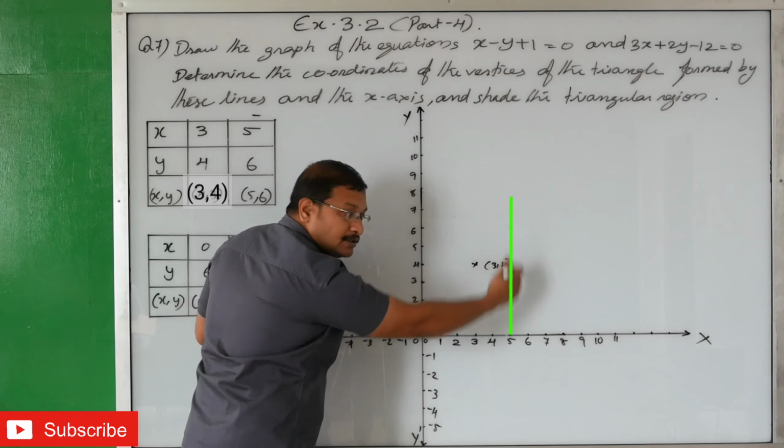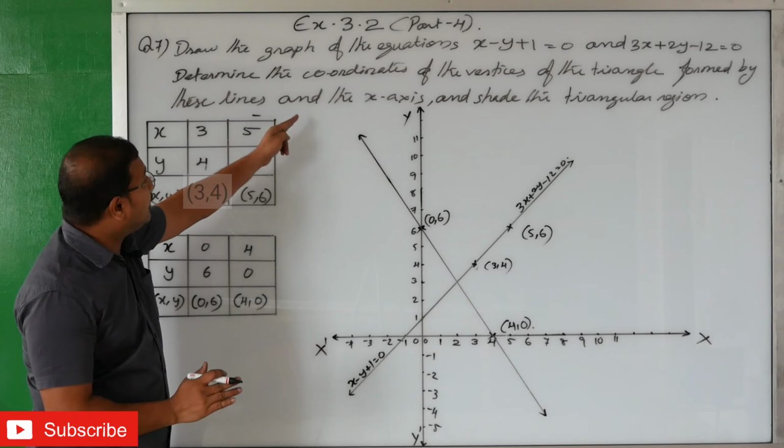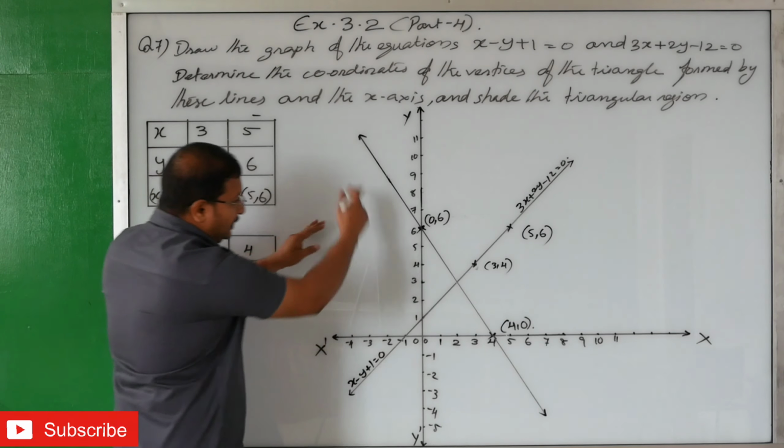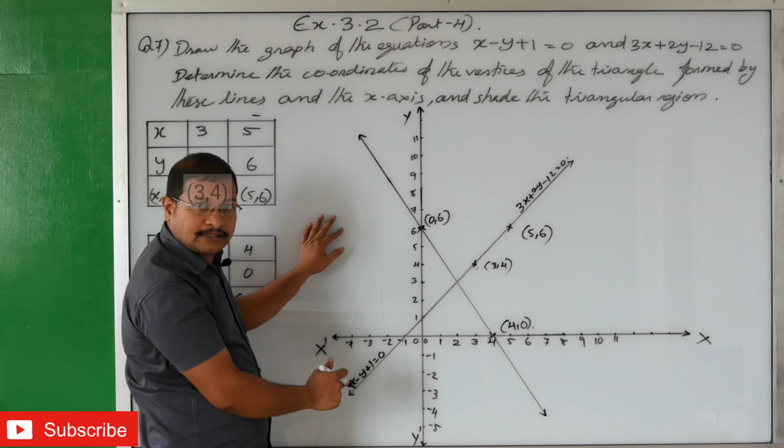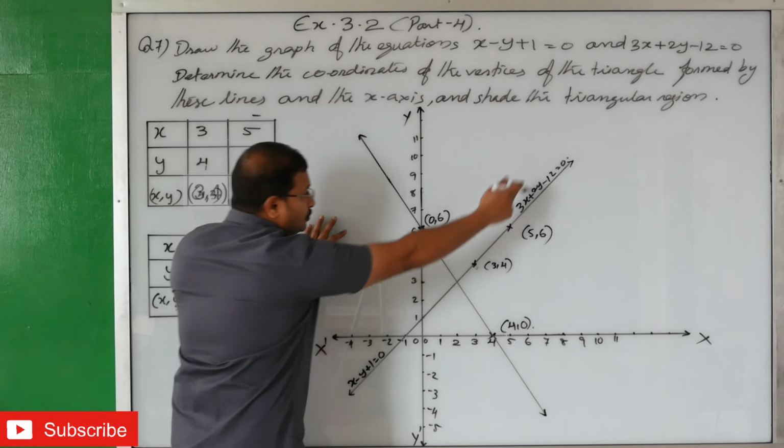Now, what is the question? Check the remaining question. Determine the coordinates of the vertices of the triangle. So, we have to make a triangle formed by these lines and the x-axis. These lines means these two lines. Ready? So, these two lines and the x-axis. That means this is the region. See, this is the region.